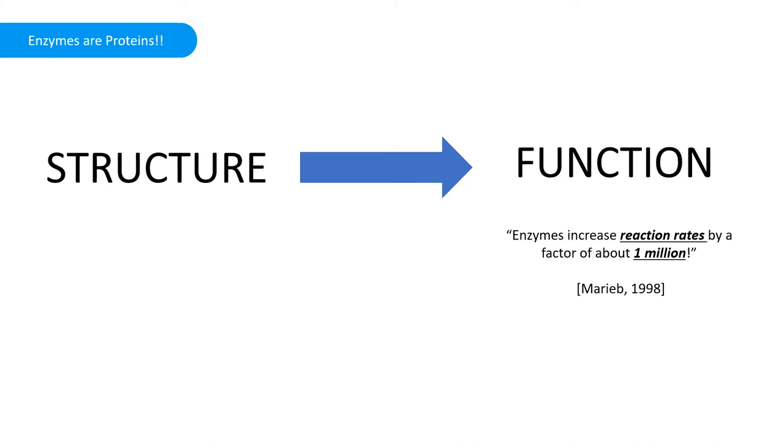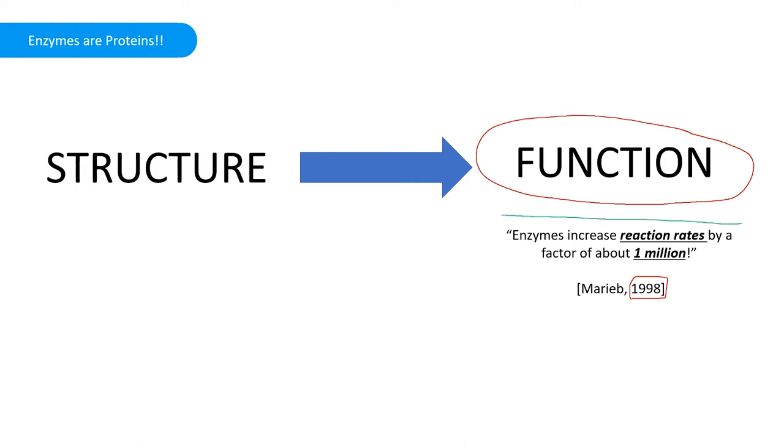So the first thing to do really is to look at the actual function of an enzyme. What does it do? And this is one of my favourite quotes. Now it's a little bit outdated, 98. You can get a much more updated one from more recent textbooks. But enzymes increase reaction rates by a factor of about 1 million.